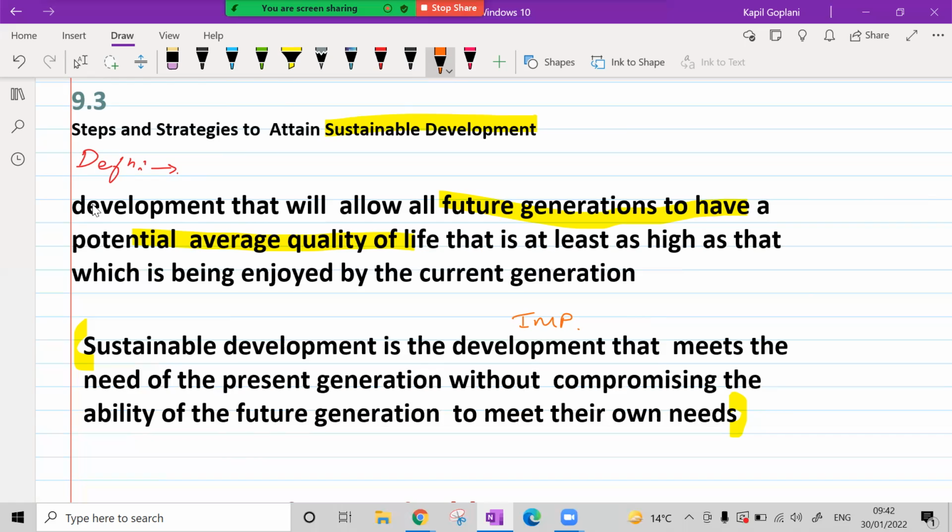Okay, there is one more definition. Stuti, can you read out this one also? Development that will allow the future generations to have a potentially rich quality of life that is at least as high as that which is being enjoyed by the current generation. So again, you should develop in such a way that the upcoming future generation should have at least an average quality of life. It means that you should not create so much pollution that they will not be able to enjoy a quality life. So that is a cause of concern.